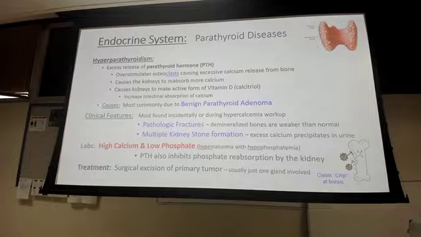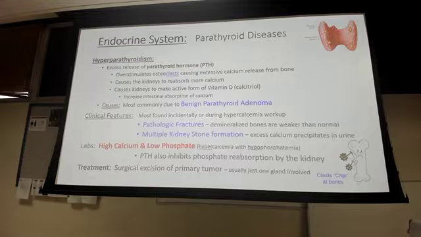It also tells the kidneys to make vitamin D. That's part of the process of making vitamin D. Whenever the kidneys start making more vitamin D, it tells our intestines to absorb more calcium. So again, PTH's job is calcium homeostasis. When we have a high level of it, we're going to have high blood calcium. This is most commonly due to a benign parathyroid adenoma, so a benign tumor of the parathyroid gland.